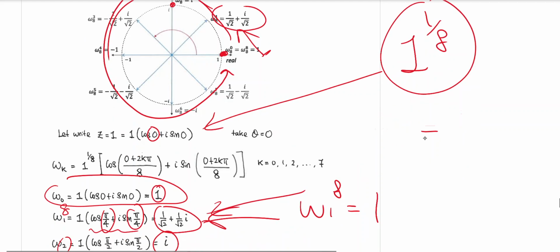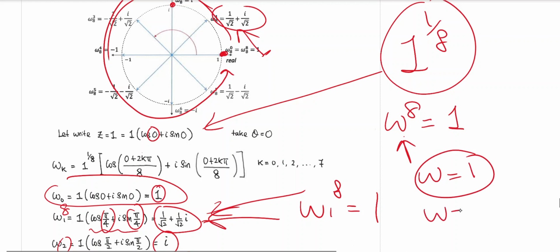If you allow yourself to only work on real numbers and you're looking for the numbers that, multiplied 8 times, equal 1, you can only find this one and this one. But if you allow complex numbers, you actually have 8.